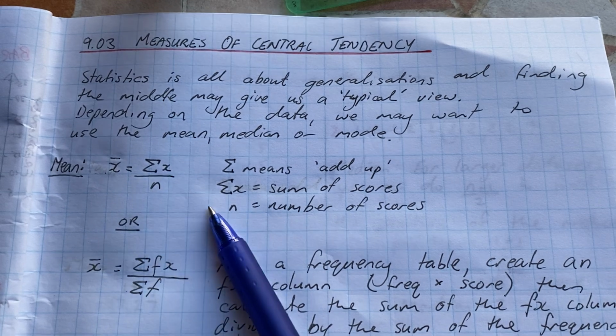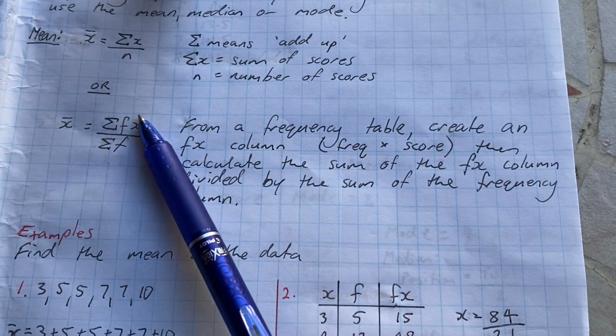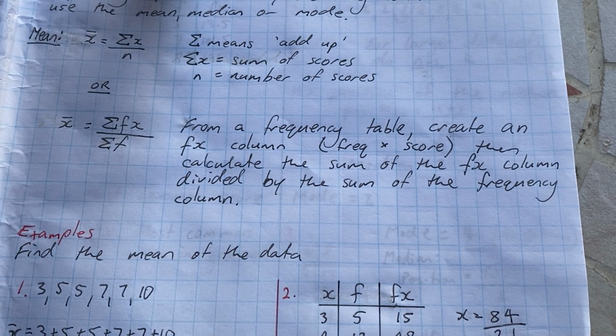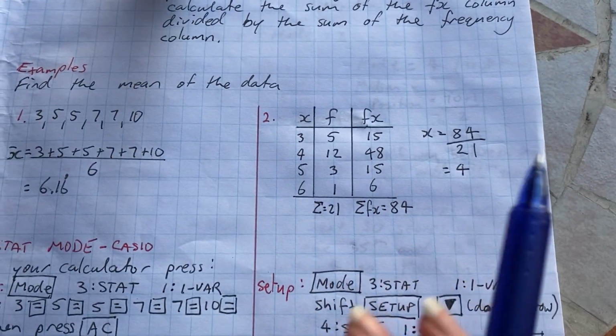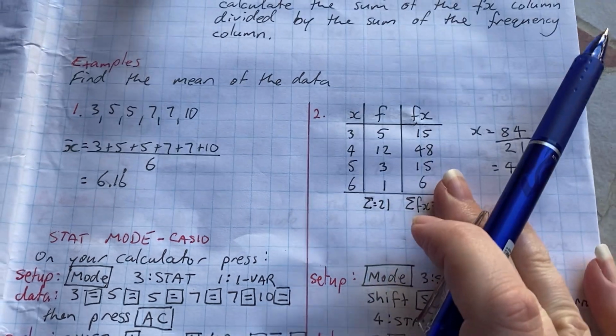So we should all know how to find the mean. You add up the scores, divide by how many there are. If you've got a frequency table, it's the sum of the fx divided by the sum of the f. I'll explain that one a little bit more. Okay, so let's look at these examples. Finding the mean, add them up, divide by how many.